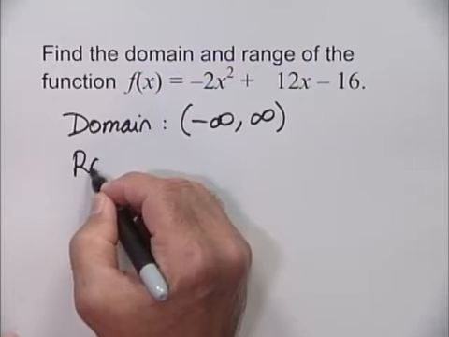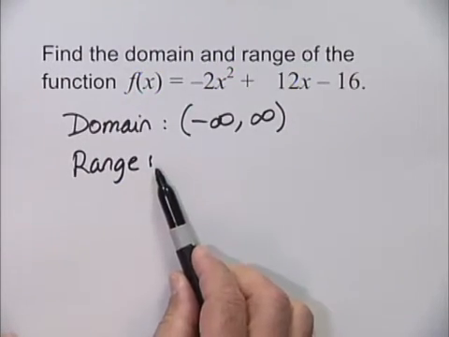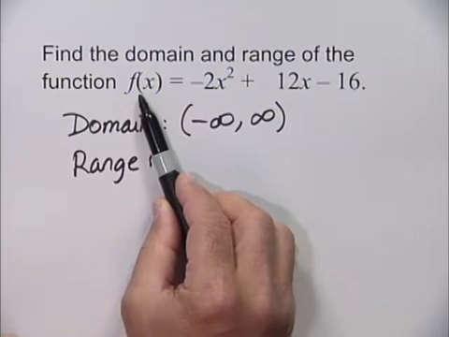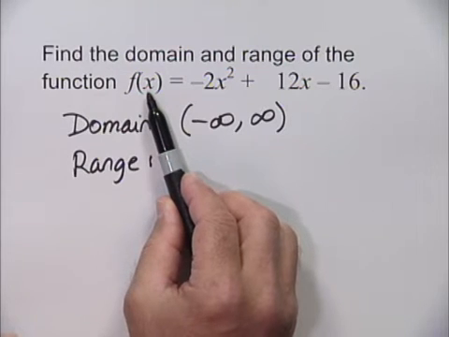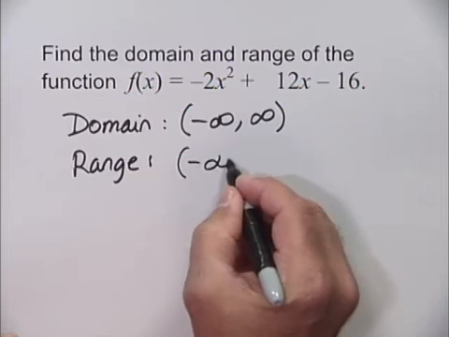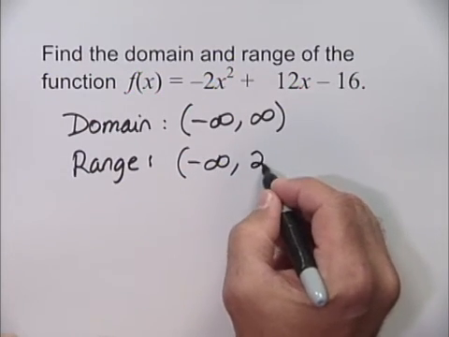The range, however, we just determined that the maximum value of f of x occurred at x equals 3, and that gives a maximum value of 2. So therefore, the range is negative infinity up to and including 2.